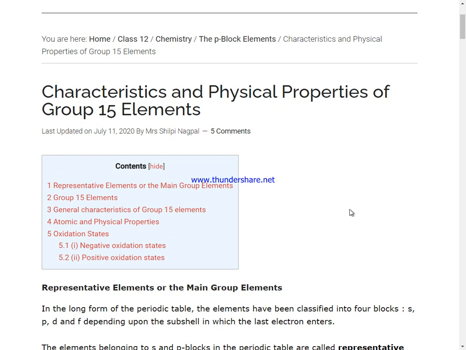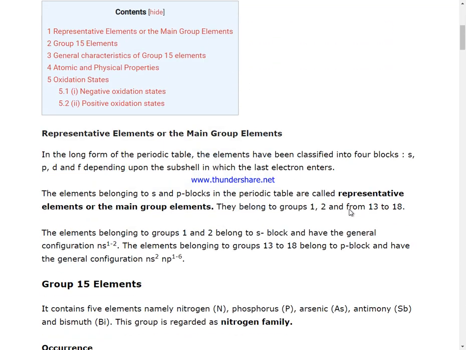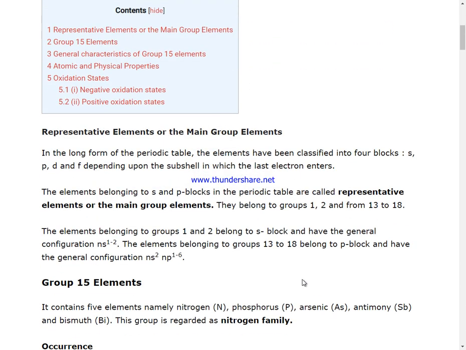Contains representative elements or the main group elements. Group 15 elements. General characteristics of group 15 elements. Atomic and physical properties. Oxidation states, negative oxidation state, positive oxidation state. Representative elements or the main group elements.